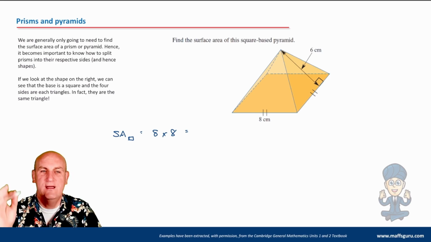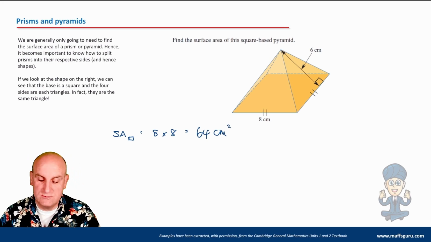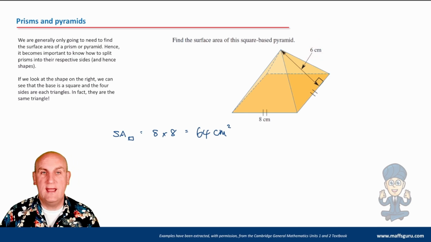Because it's a square, and we do that times that. So that's going to give me 64, and in this situation, centimetres squared. Don't forget your units, guys. We've actually got here units of centimetres. Let's do our units. Right, what are we going to do now?